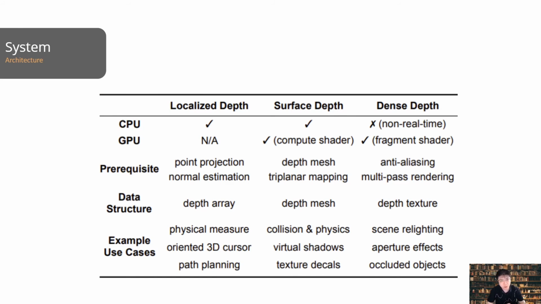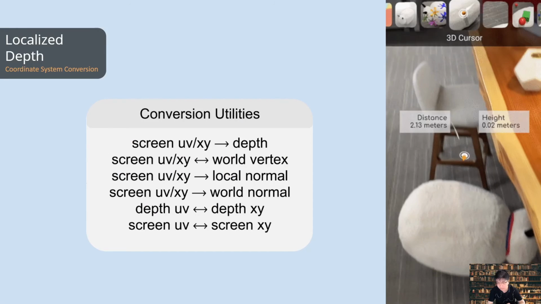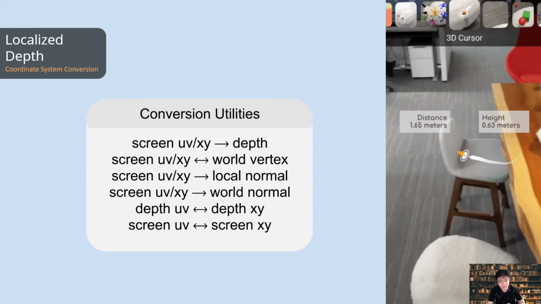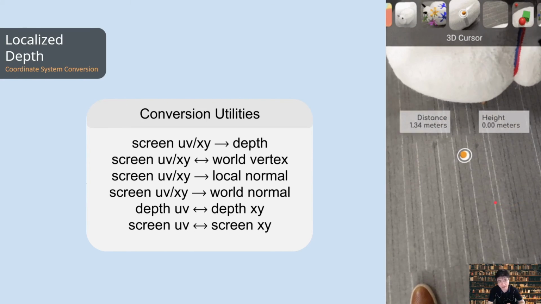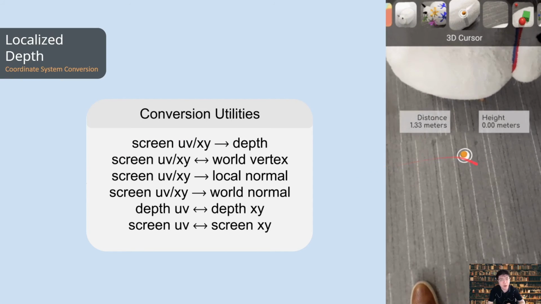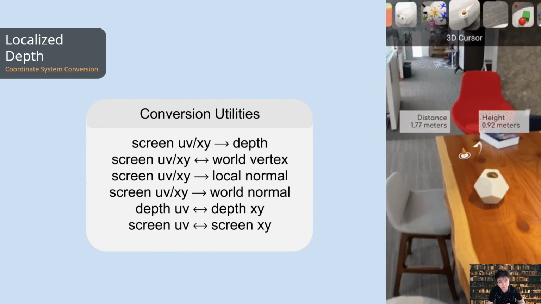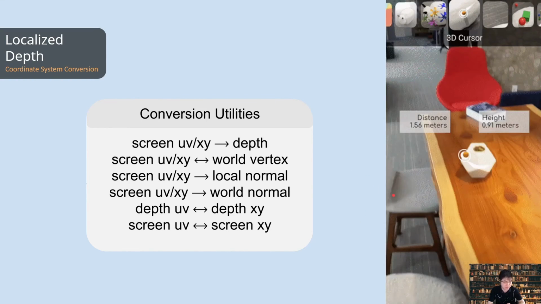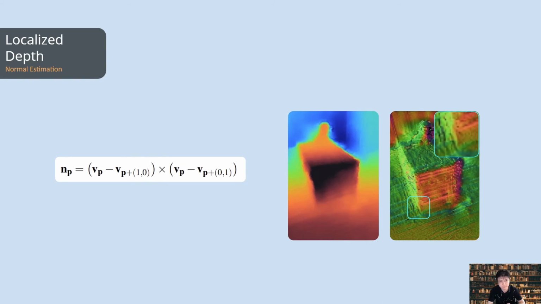Based on the data structures, we classify our DepthLab components into 3 categories: localized depth, surface depth, and dense depth. Localized depth uses the depth array to operate on a small number of points directly on the CPU. For example, by converting between the screen space and the world space, DepthLab provides a 3D-oriented cursor. The cursor orients according to the normal vector of the physical surface and details about its distance to the ground and to the camera.